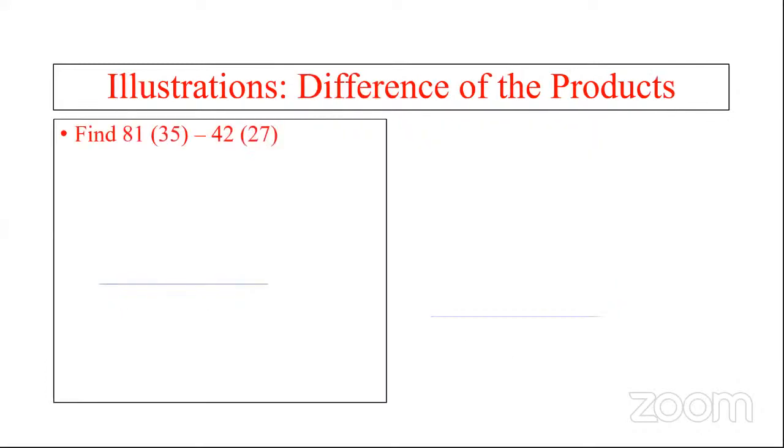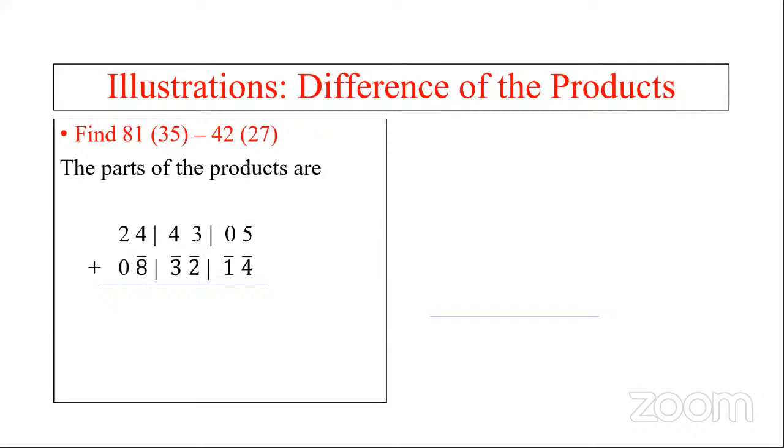Now the difference. The idea is the same. First, the Urdhva-Tiryak parts. Add or subtract vertically and shift the digits. 81 into 35. So 24, 43, 43 is correct. 40 plus 3 and 05. 42 into 27 is 8, 32 and 14.